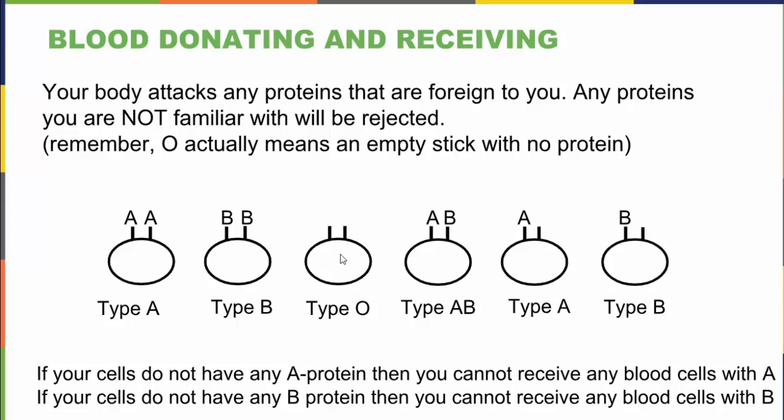Now, if you're type O, that means that you are not familiar with A's, you're not familiar with B's, which means you cannot get double A, you cannot get double B, you cannot get AB, you cannot get AO or BO. If you are type O, you can only receive type O blood. If you are type AB, why don't you guys think about that for a minute? Think about what type of blood you could receive or not receive.